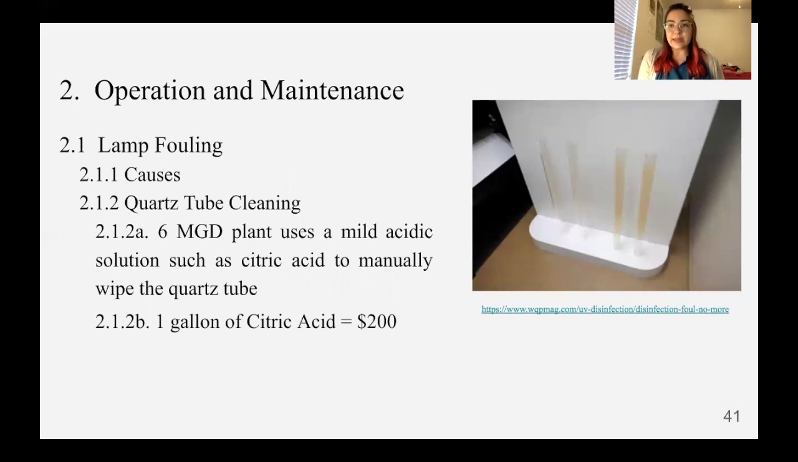And for a 6 million gallon per day treatment facility, which is the one we are considering, the most cost-effective way of cleaning will be manually, with usually a mild acidic solution. Most commonly used in the industry will be citric acid, which will come to about $200 per gallon.